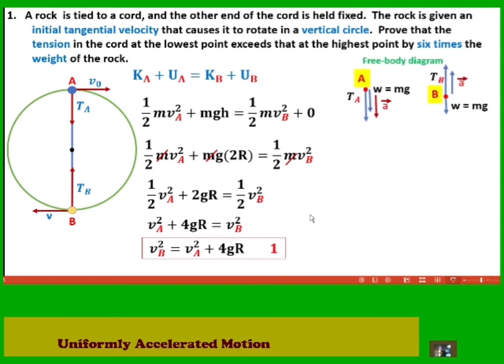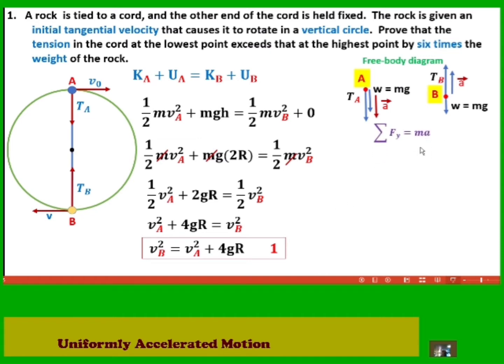For our free body diagram, at point A, the forces acting on the rock are the tension exerted by the rope, downward, and the weight of the rock, downward. The acceleration, or the central acceleration, is directed towards the center. At point B, the forces are the tension in the cord upward, the weight downward, and the central acceleration towards the center, which is upward.